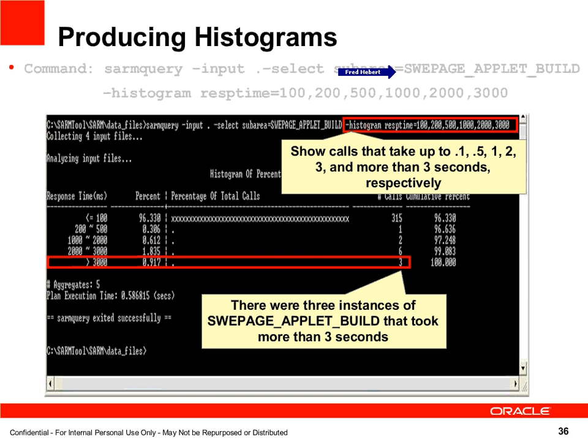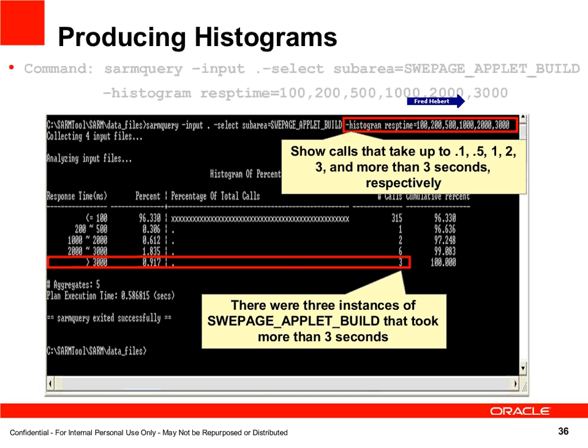And so in my case, I'm going to say, let's take a look at our sweep page applet builds. Again, SARMQuery, we'll look at all of our data. We'll select the sub-area of sweep page applet build, since that was the one that took a long time. And we'll look at our response time, and everything that took a tenth of a second or less, I can probably throw out. You can see 96% of our transactions took a tenth of a second or less. Anything between a tenth and 2 tenths and 5 and a full second. Here we have 1 second and 2 seconds, 2 seconds and 3 seconds, or more than 3 seconds.